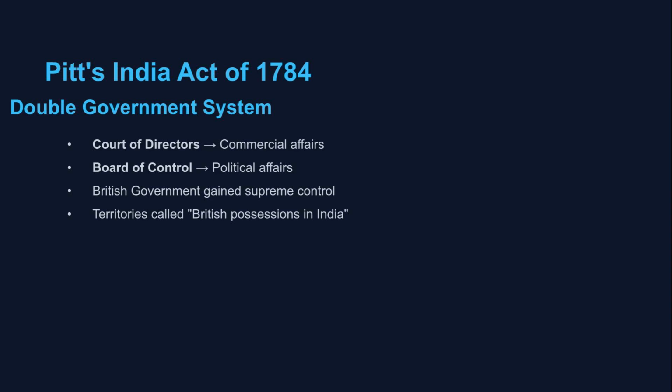Crucially, this act gave the British government supreme control over the company's administration. The British Parliament was no longer a passive observer, it now had direct authority. Additionally, for the first time, company territories in India were officially referred to as British possessions in India, a shift in rhetoric that reflected a shift in reality. The company now governed on behalf of Britain, not for commercial profit alone.